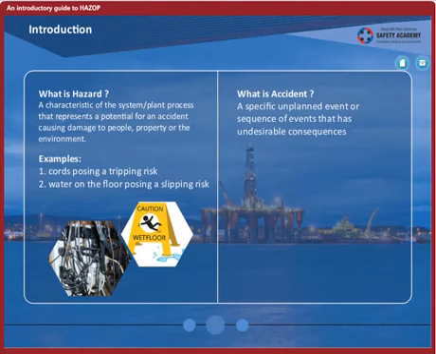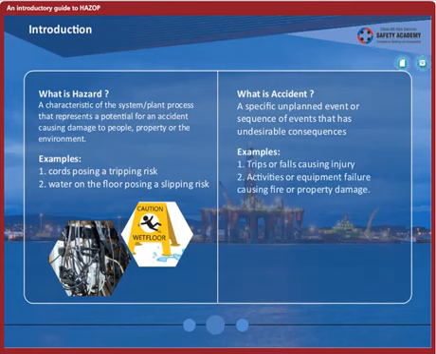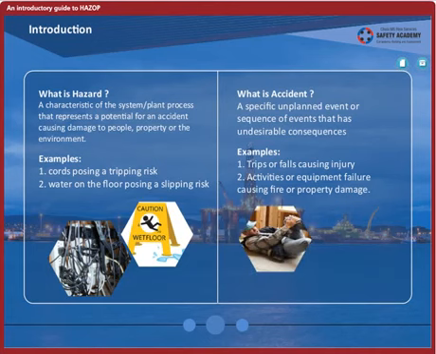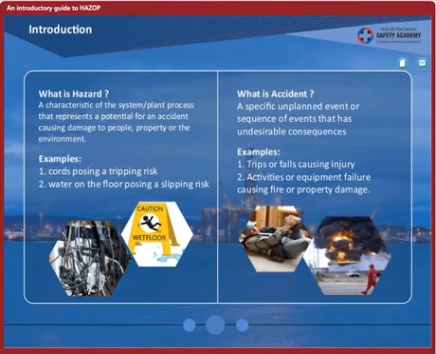What about an accident? How would you define an accident? A specified unplanned event or sequence of events that has undesirable consequences is defined as an accident. When the trip or fall happens causing injury, that becomes an accident. Or another example could be an equipment failure causing fire or damage to property.